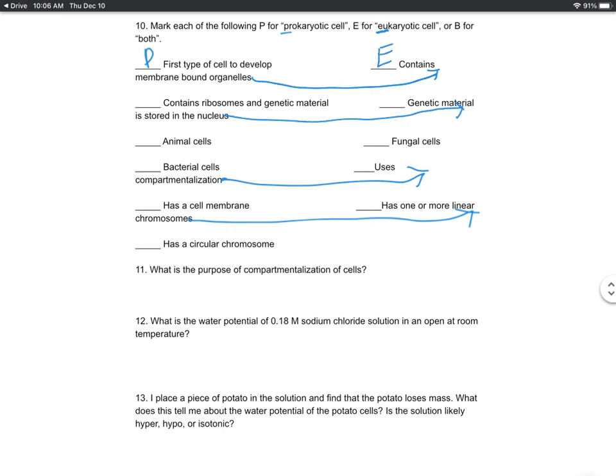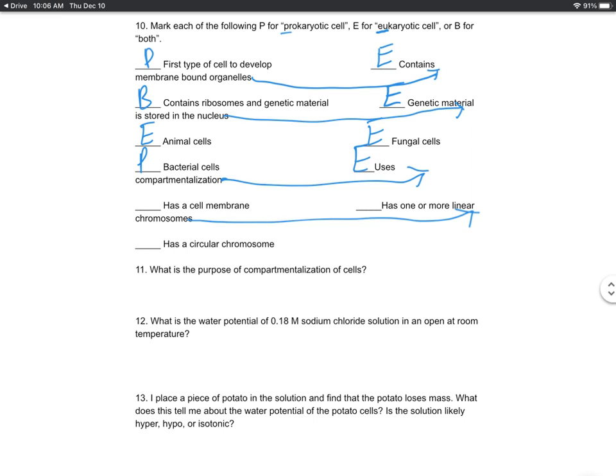So all of those organelles other than ribosomes and a cell membrane, pretty much all of those are only in eukaryotes. Contains ribosomes and genetic material would be both. Genetic material stored in a nucleus, that is the main key component of eukaryotic cells, that they do have a nucleus surrounding their DNA. Animal cells are eukaryotes. Fungal cells are also eukaryotes. Bacterial cells, prokaryotes. Uses compartmentalization, eukaryotes.